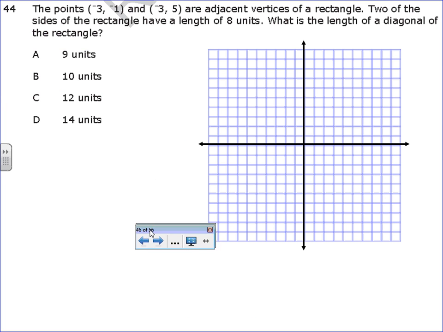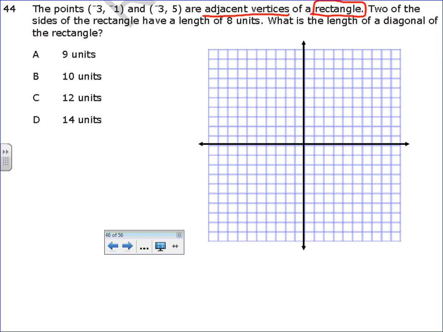Alright, for 44, since the points (-3, 1), (-1, -3), and (5) are adjacent vertices of a triangle. Adjacent vertices of a rectangle, excuse me. Okay? That means they're next to each other. Two of the sides of the rectangle have a length of 8. So 2 sides have a length of 8. What is the length of the diagonal of the rectangle?